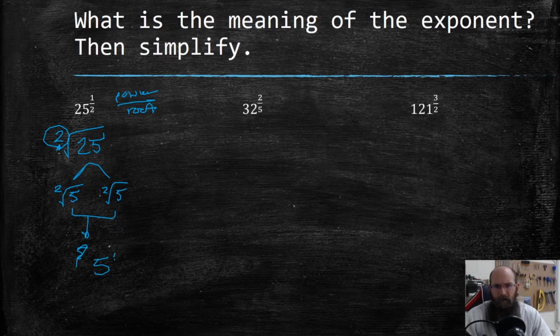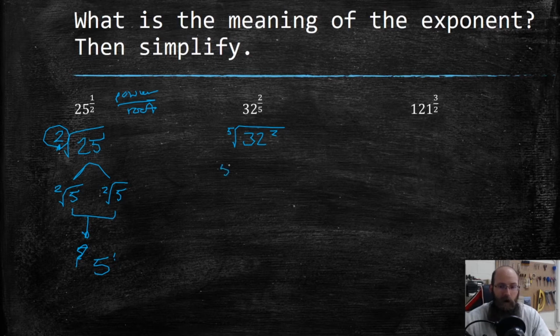Also, you can think about that as just the square root of 25. Done. Here, we're getting a little bit more interesting. 32. What's my root? What's the thing on the bottom half of that fraction, my denominator there? So it's the 5th root of 32, squared. Now the nice thing is, this is where PEMDAS can be a little bit flexible.